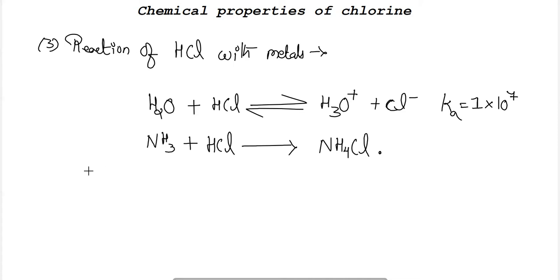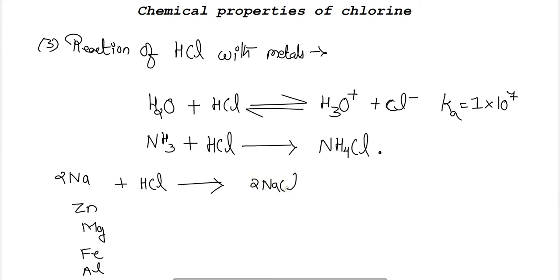Now, when we see the reaction of HCl with metals, when HCl is reacted with active metals such as sodium, zinc, magnesium, iron, aluminium, etc., let's see what the reaction of HCl with them is. So when HCl reacts with metals like sodium, it will form a salt, and hydrogen gas will be released.